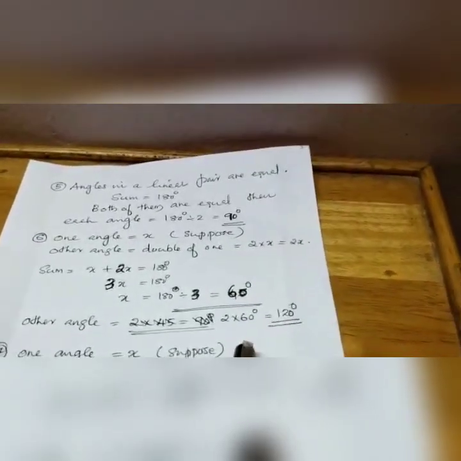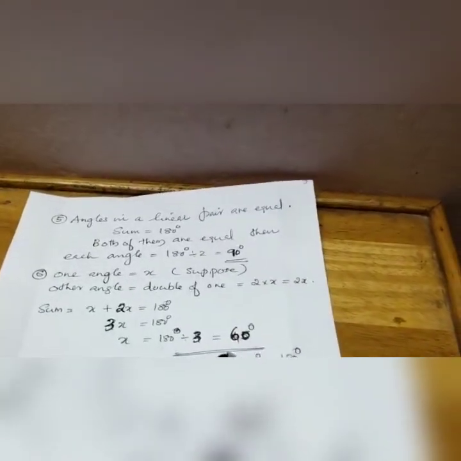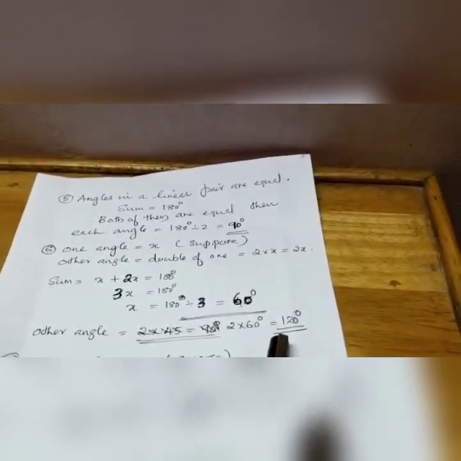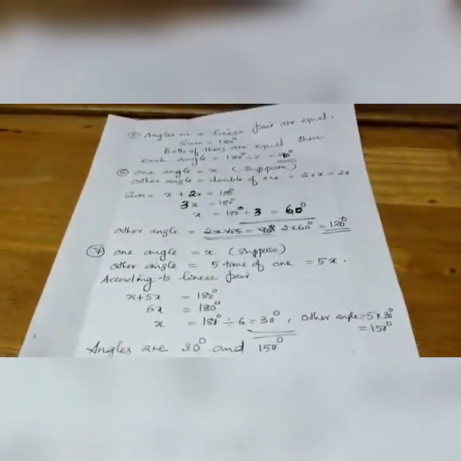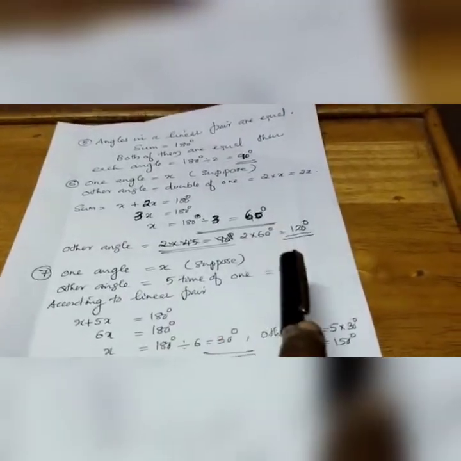For your checking, 60 plus 120 is 180. 120 is double of 60. Okay. Then, 7th question. One angle is x.